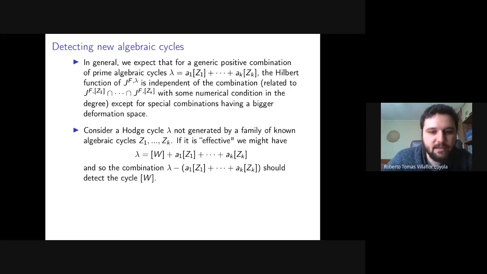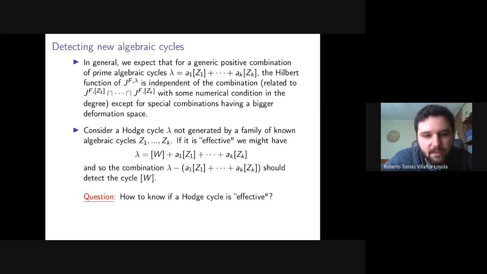And so with this, in this way, we will be able to detect the possible cycle, and then just looking at the generators, we should be able to obtain the equations defining it. So we will be able to produce a probably new algebraic cycle. So the question is how to know if a Hodge cycle is effective, or even better, prime. Well, this is something that I don't know how to answer, but in the particular case where it is a prime cycle supported in a complete intersection cycle, I have some results.